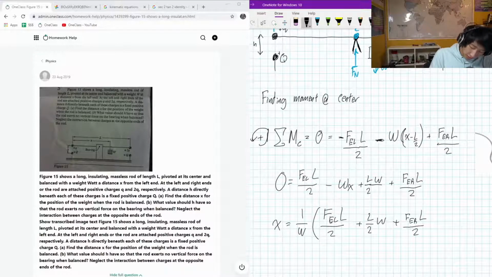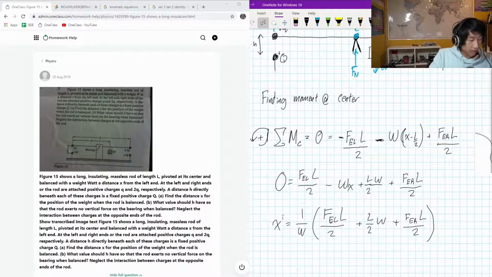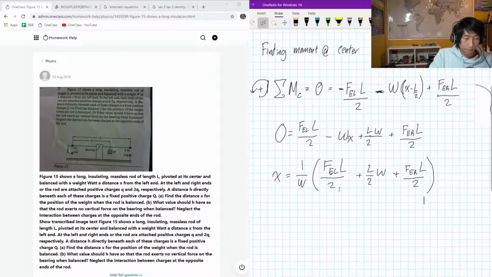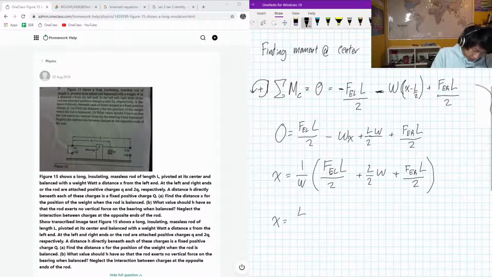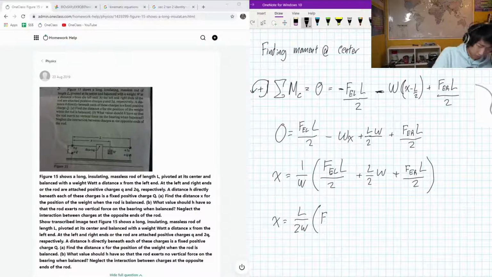times L over 2. I think that L over 2 could be factored out, but this would be an expression for x. Okay, and let's actually just factor out the L over 2 for good measure. L over 2W times FEL, the electric force on the left side, plus W plus FER.